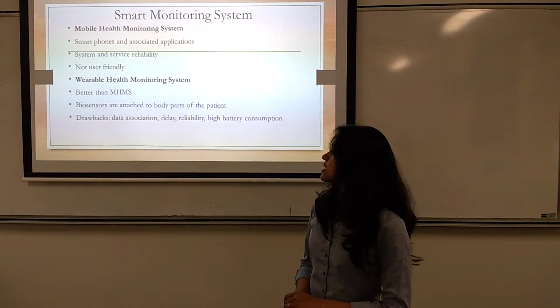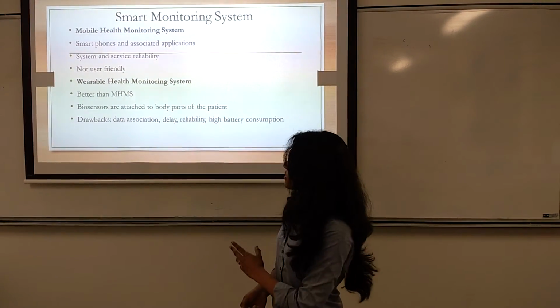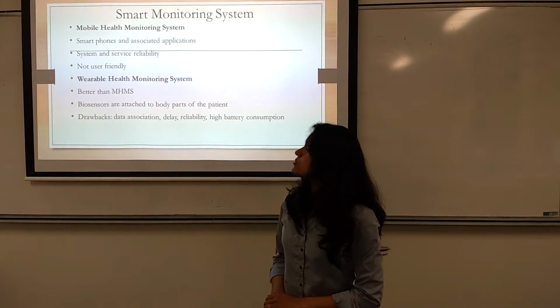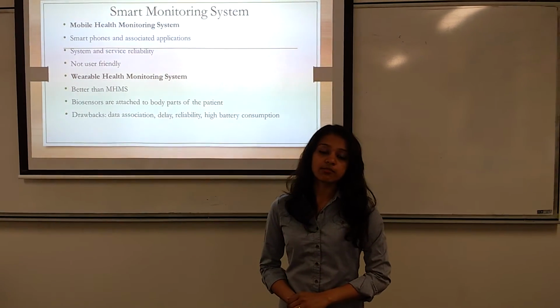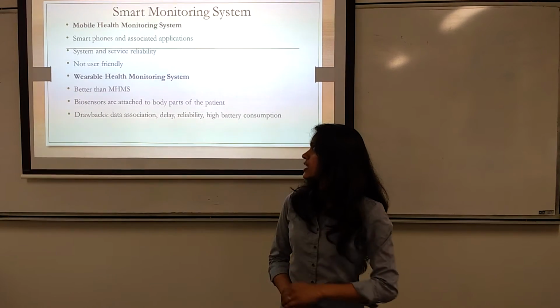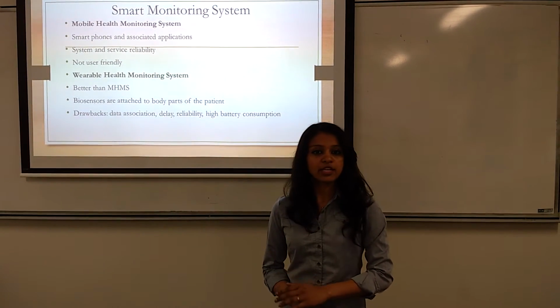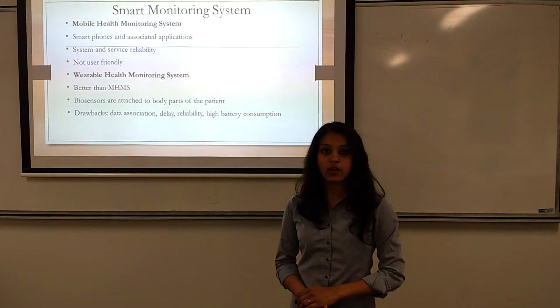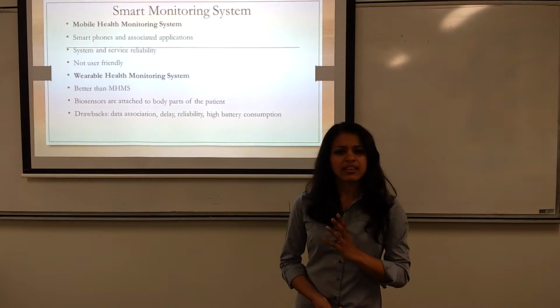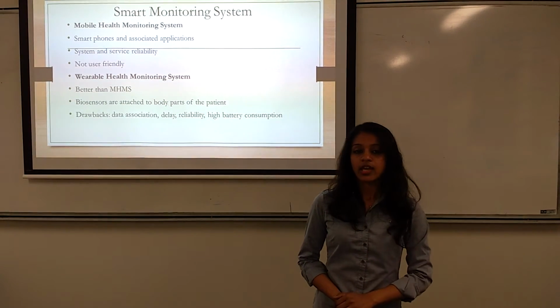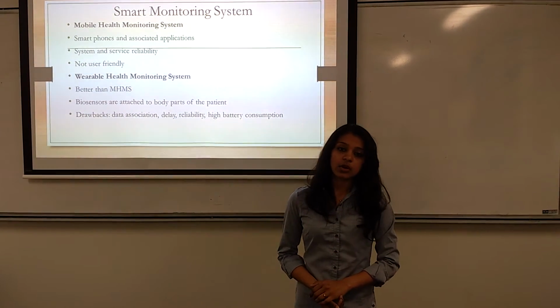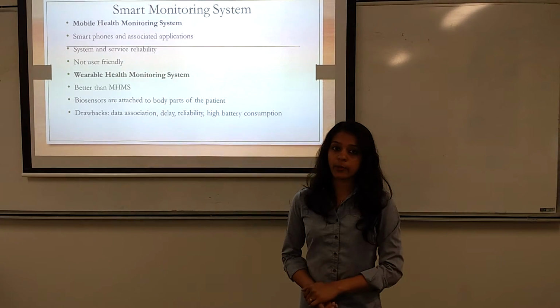Next, we are going to discuss about the smart monitoring system in detail. The first one is mobile health monitoring system. It consists of smartphone or smartphone-related applications. It is a better choice for chronic disease people with multiple diseases. At the same time, it is a seamless and autonomous system. But the reliability of the data which is received is very poor.